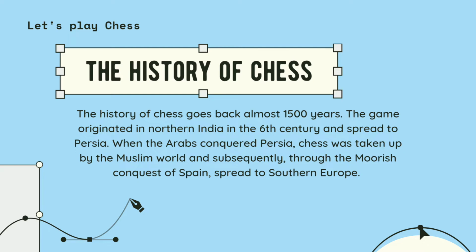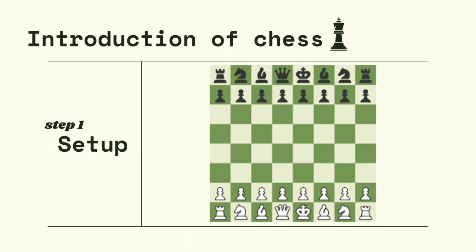The game originated in northern India in the 6th century and spread to Persia. When the Arabs conquered Persia, chess was taken up by the Muslim world and subsequently, through the Moorish conquest of Spain, spread to southern Europe. Now, after we know about the history of chess, let's start with the introduction of chess.